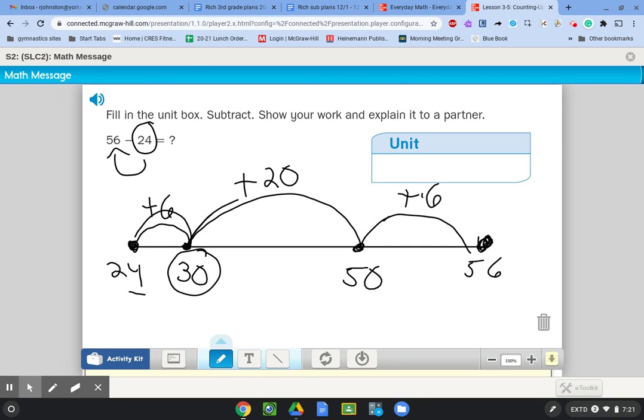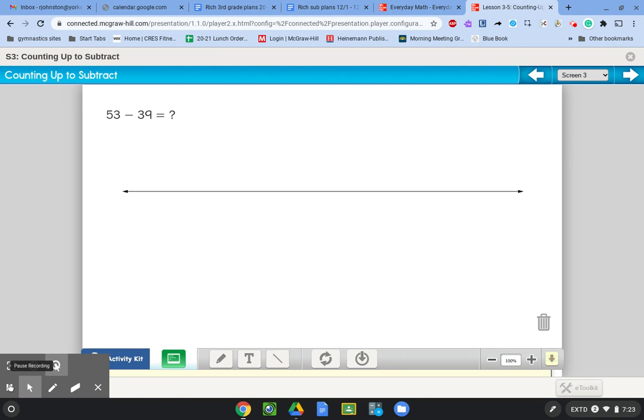So get used to doing that. We're going to practice this some more today. Try this one on your slate or a piece of paper. 53 minus 39. There's an open number line here. You could draw an open number line. I'd like everyone actually to try it using an open number line.